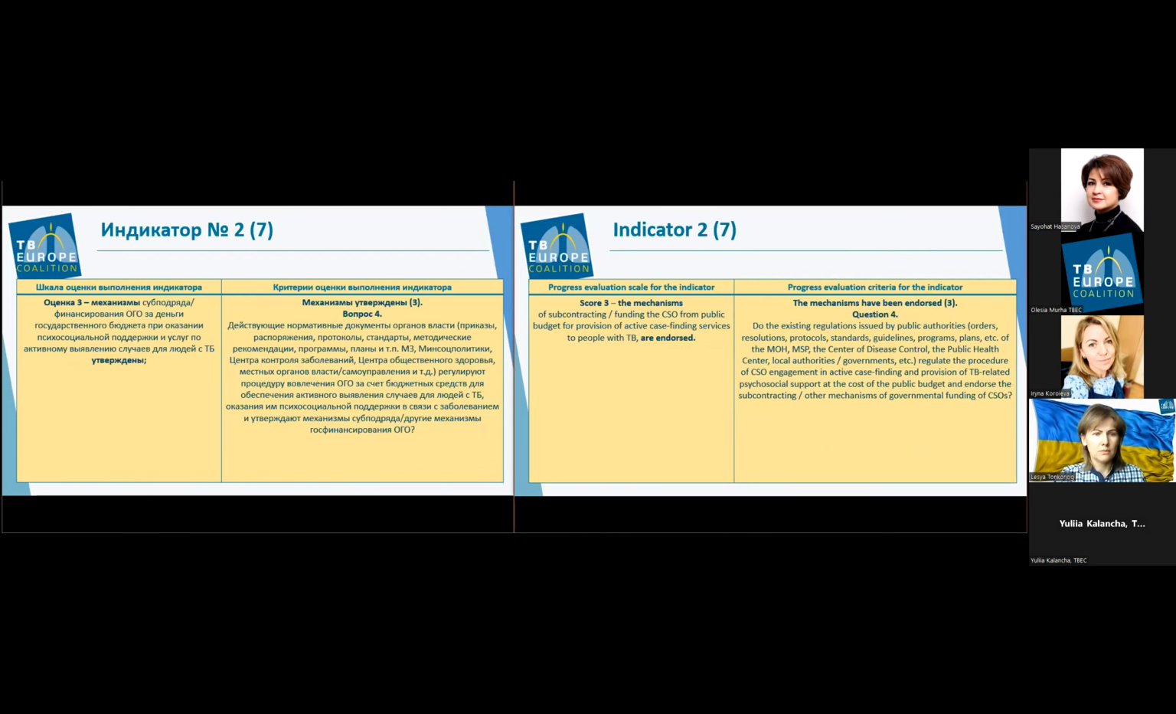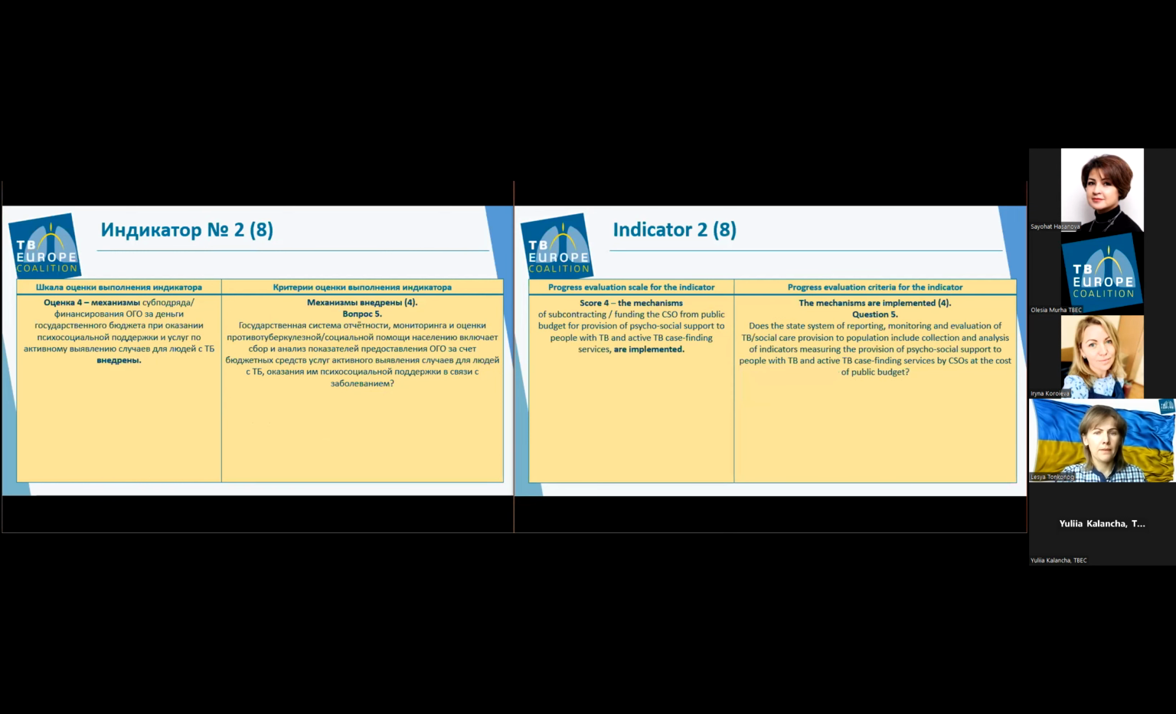And now assessment number 3, the next slide. Score 3. It shows that the mechanisms for subcontracting and funding from the state budget have been endorsed. And now proceeding with the criteria, we understand that the existing regulations issued by public authorities regulate the procedure of CSO engagement in active case finding and provision of TB-related psychological services at the cost of the public budget, and endorse subcontracting and other mechanisms for governmental funding of CSOs.